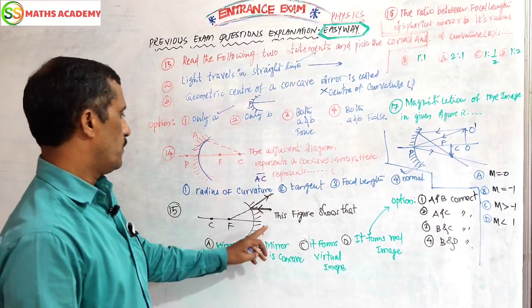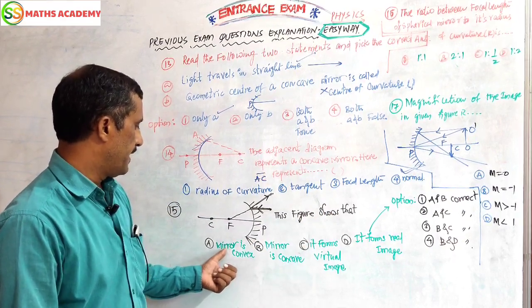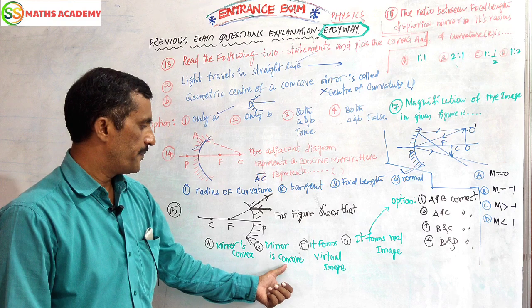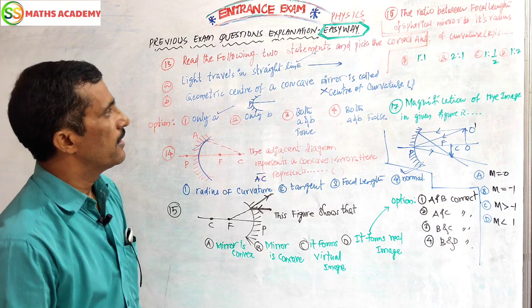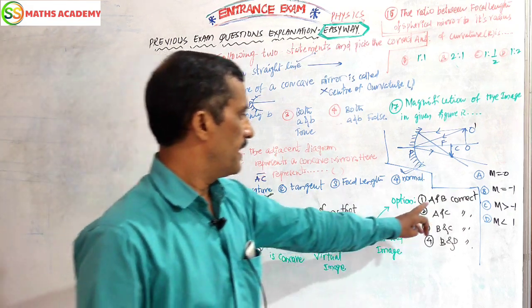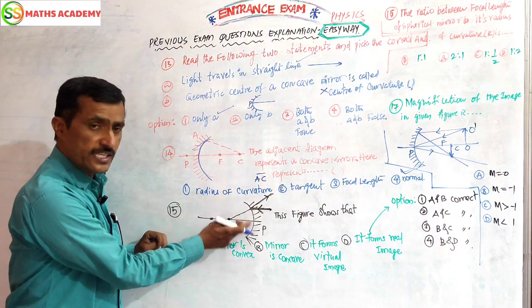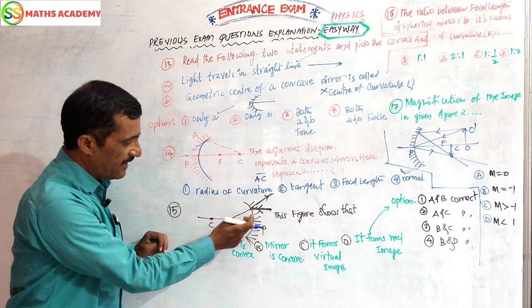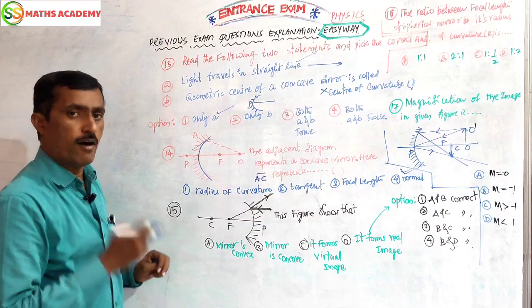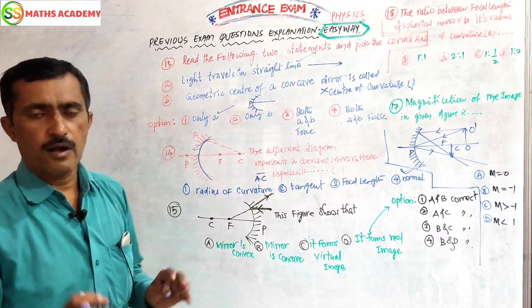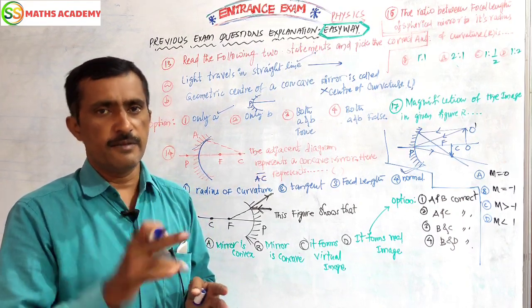Next, one figure is given. This figure shows that the mirror is convex, the mirror is concave, it forms a virtual image, it forms a real image. The options are A and B, A and C, B and C, and B and D. When you see the diagram, children, you can understand the reflecting surface is outward. It is a convex mirror. We already know a convex mirror always forms an erect, virtual, diminished image.